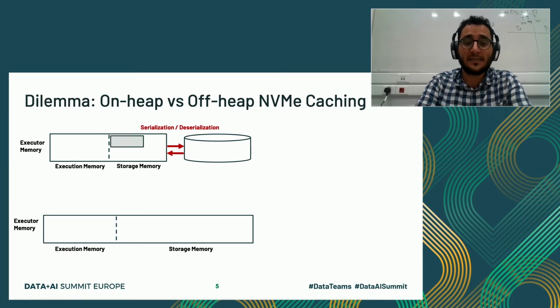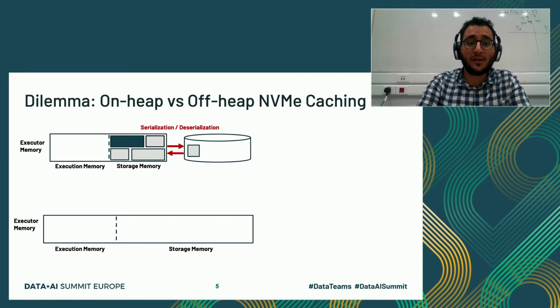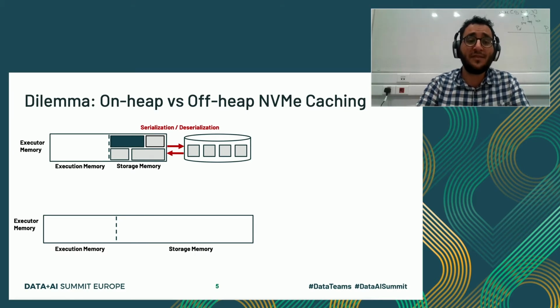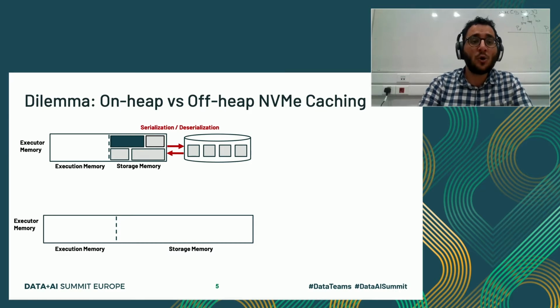So we have some RDDs on heap, and when a new RDD is created and we want to cache it, then Spark, based on a least recently used policy, evicts some older blocks from storage memory and serializes them to the device. This operation happens on every iteration of the iterative workloads. We have to deserialize them, allocate them back, perform computation, and then again serialize them to the device. So this technique has a high serialization and deserialization cost.